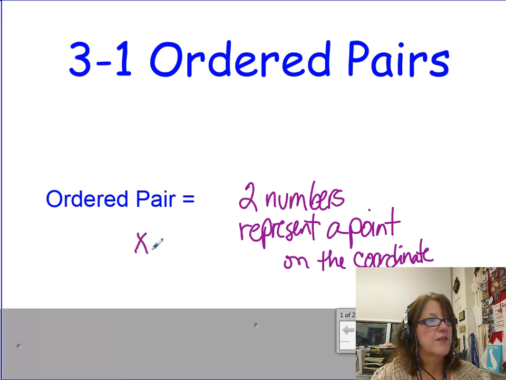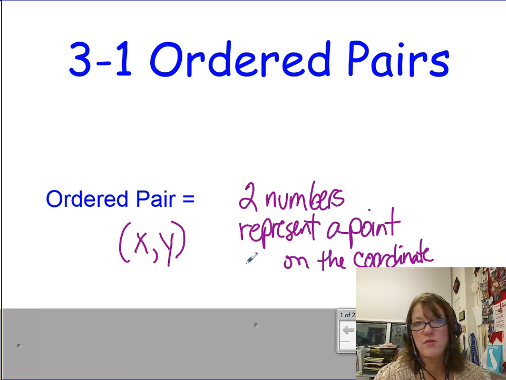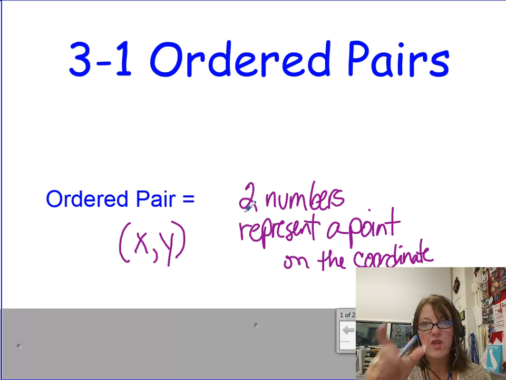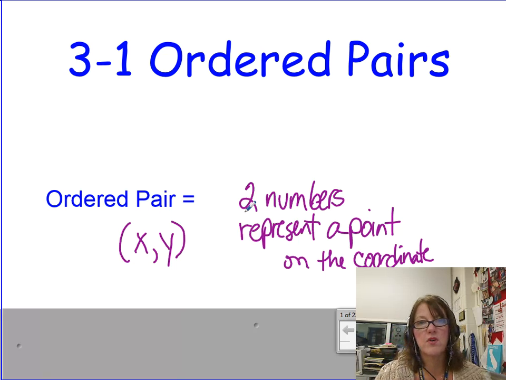And the first number is usually considered the x term. The second number is the y term. And you always have to denote them with parentheses. It's almost like a GPS location where it's giving you the exact coordinates of where you are. It's the exact same thing. Okay, so that's what an ordered pair is.